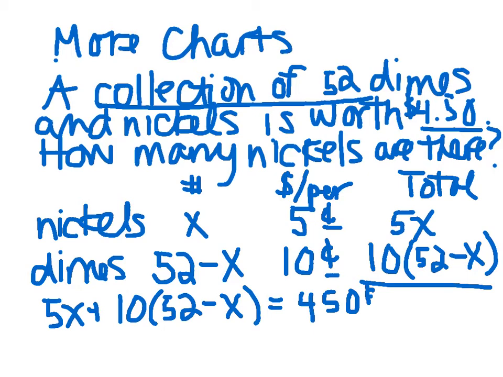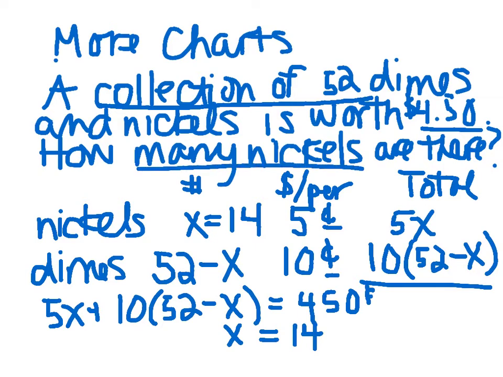I really don't think that we need to go through the algebra of solving this equation. I will tell you that when you solve it, you find out that x is equal to 14. When I look back at my chart, I can see that I said that x was going to represent the number of nickels, and that's 14. And in fact, since the problem only asks how many nickels there are, we've solved the problem. It's 14 nickels.